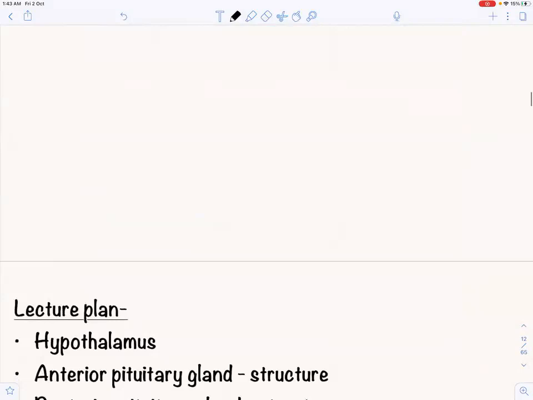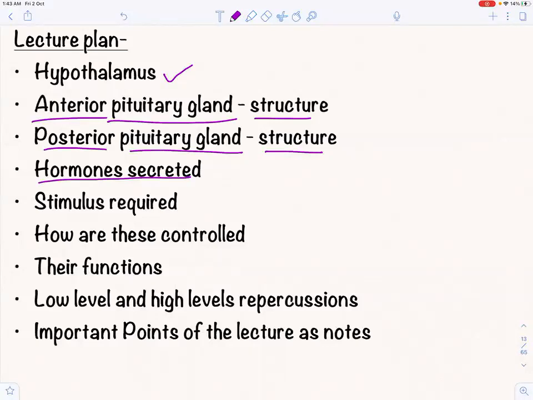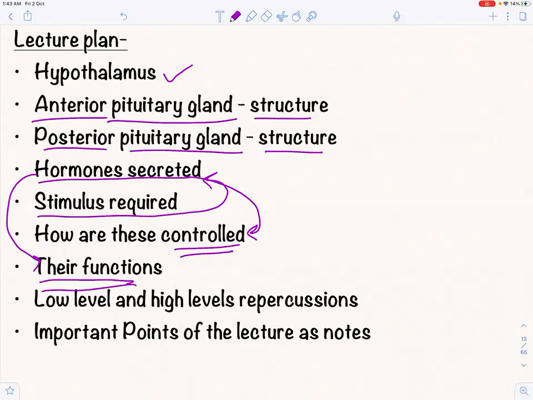What is the lecture plan for today? So basically today we are going to study about hypothalamus, pituitary gland, their structures, the anterior and the posterior pituitary glands, what are the hormones they secrete, what is the stimulus required to secrete these hormones, how are these hormones controlled, what are the functions of these hormones, and what are the repercussions of low level and high level of these hormones. Repercussions means what will happen if there is a low level and what will happen if there is a high level of these hormones.